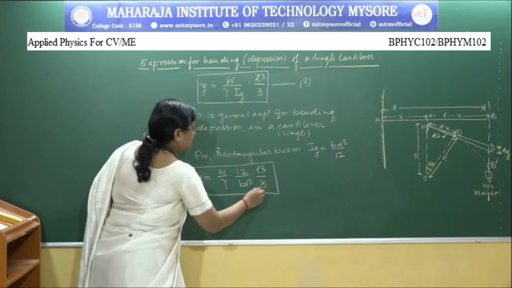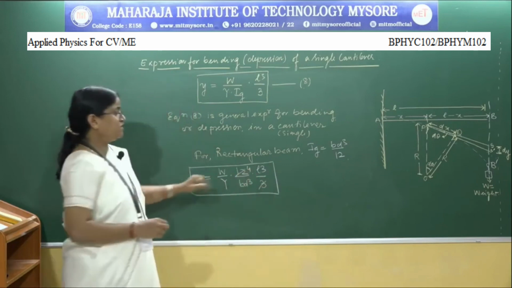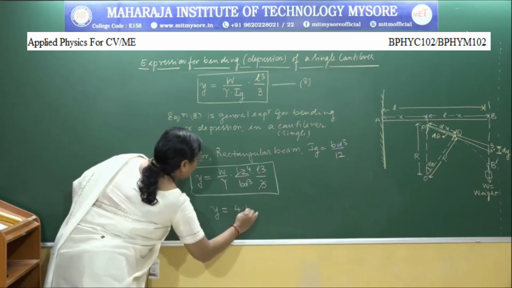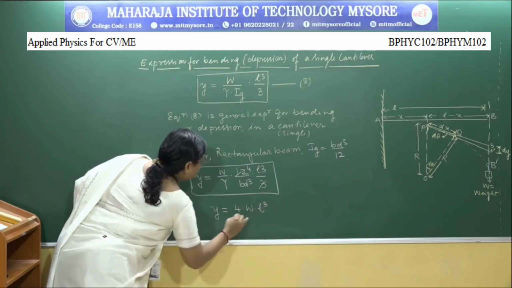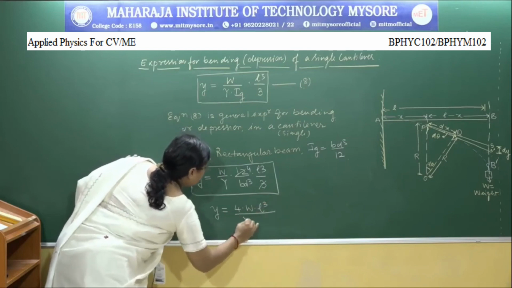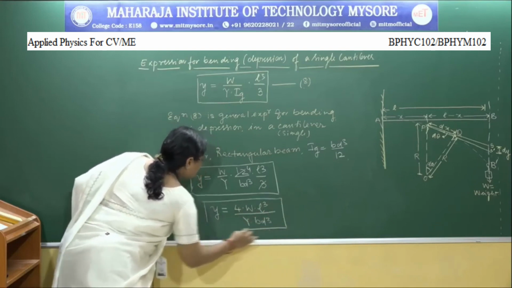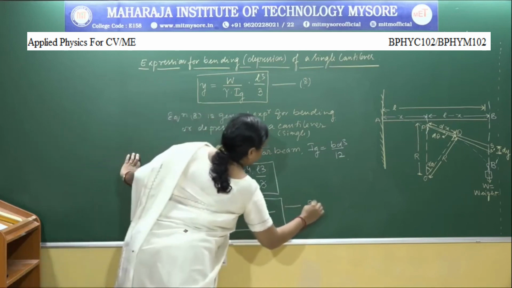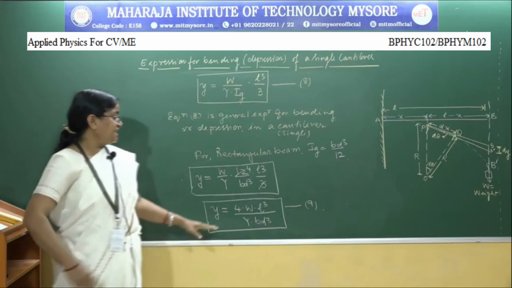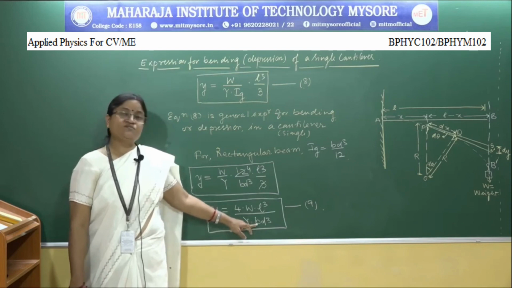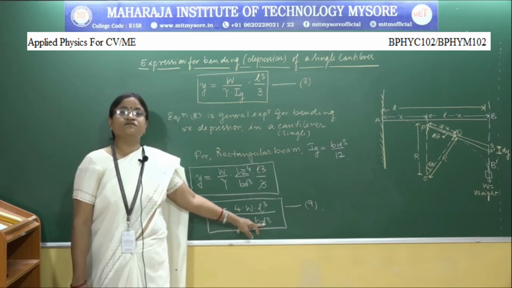We can further simplify it, 4 will be cancelled out. So, y will be equal to 4 W L cube divided by Y B D cube. This is equation 9, the expression for bending for a beam which is rectangular in shape, having length L, B as breadth and D as the thickness of the beam.